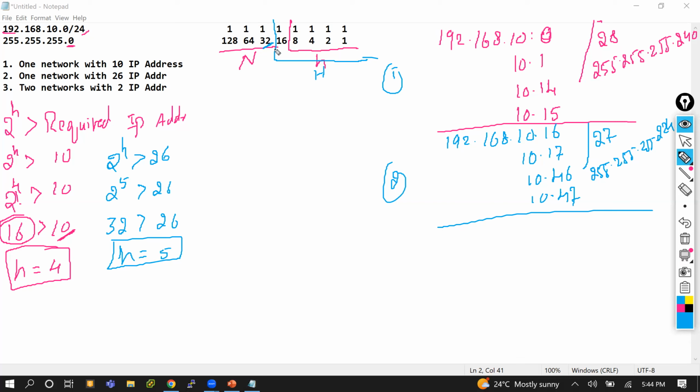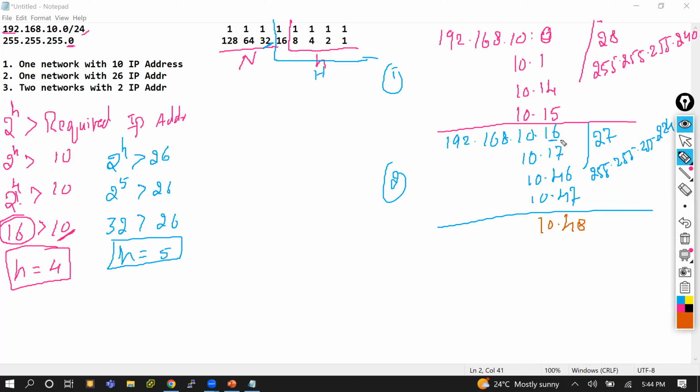But that you have to add to your previous network ID, right? So 32 plus 16 is how much? 48. 48 will be my next network ID, right? So 10.48 is next here.